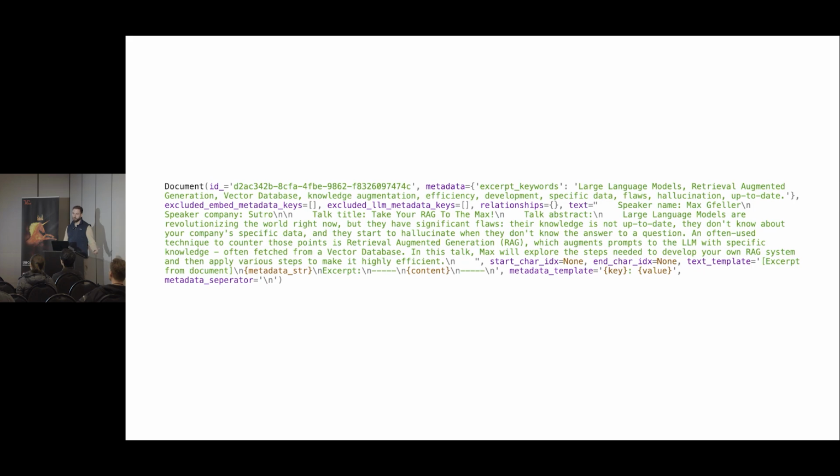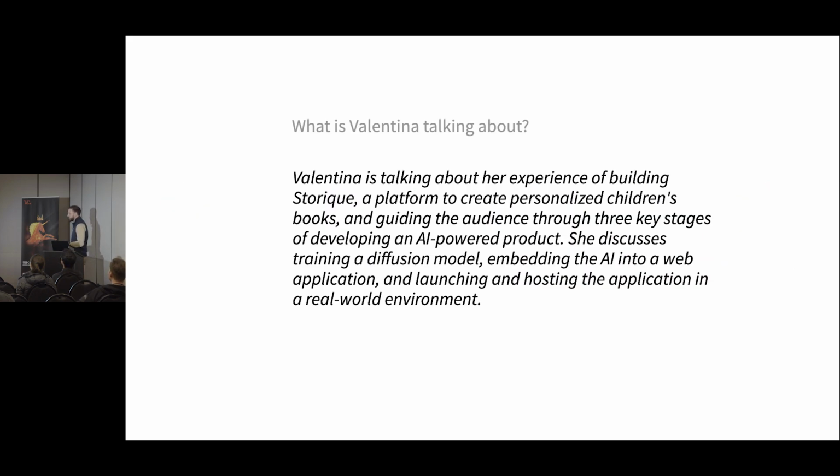And so with this new clean index, we can use it to ask a few questions. I can ask, hey, what is Valentina talking about? And it will say, hey, Valentina is talking about her experience of building Storic, a platform to create personalized children's books and guiding the audience to 3 key stages of developing an AI-powered product. And that's right. That's how it was written on the website.